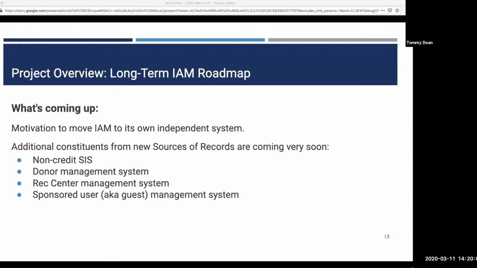However, as we will begin supporting additional sources of record, it makes less sense to have our identity management system built on top of any single product. So we want to move that out to its own independent system. And some of those additional sources of record are listed here, and in many cases, none of them have anything to do with PeopleSoft. So let's move to the next slide.